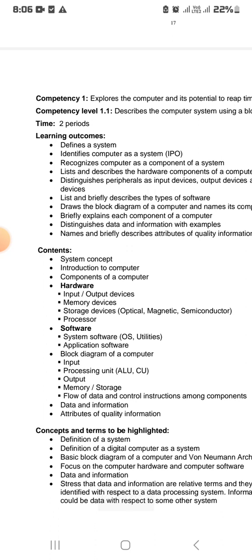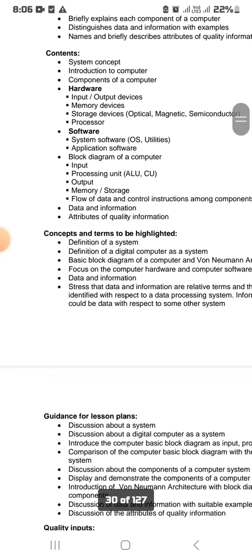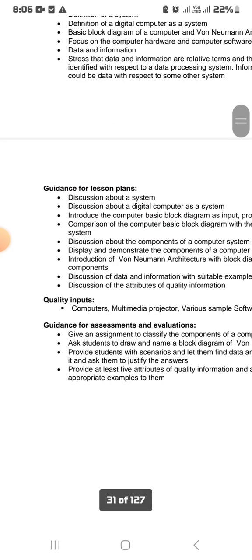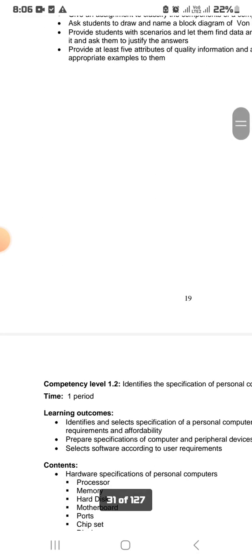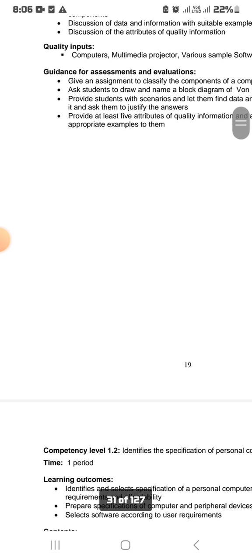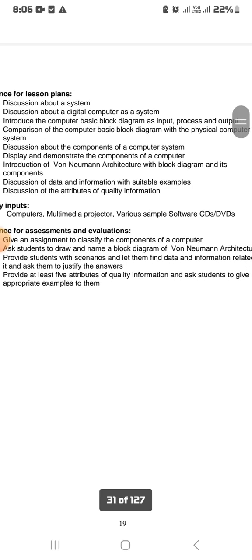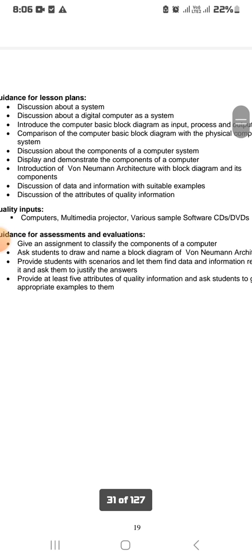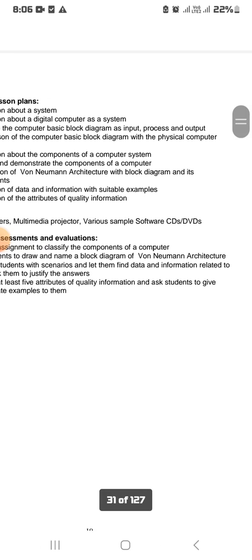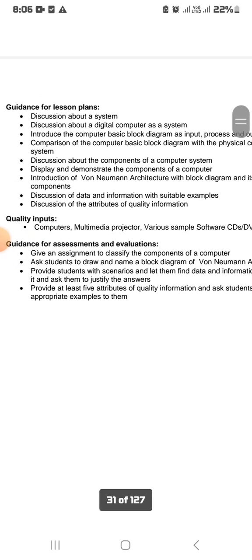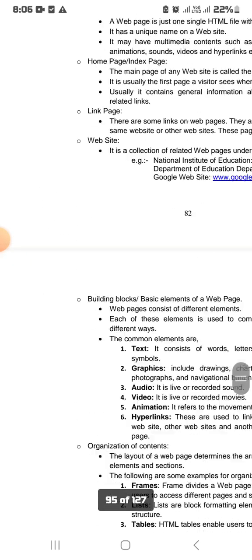So the learning outcomes are defining a system, and then the contents. So these are the contents and the concepts and terms to be highlighted for the guidance, and then quality, and then guidance for assessment and evaluation. So they are saying to give an assignment to classify the components of a computer. So you should classify the components of a computer, and then ask students to draw and name a block diagram of von Neumann architecture. Provide students with scenarios.